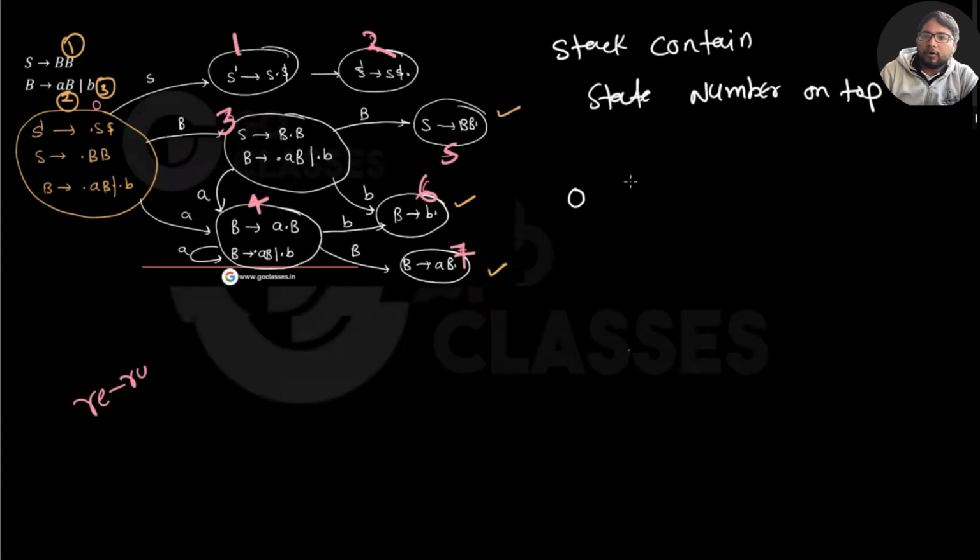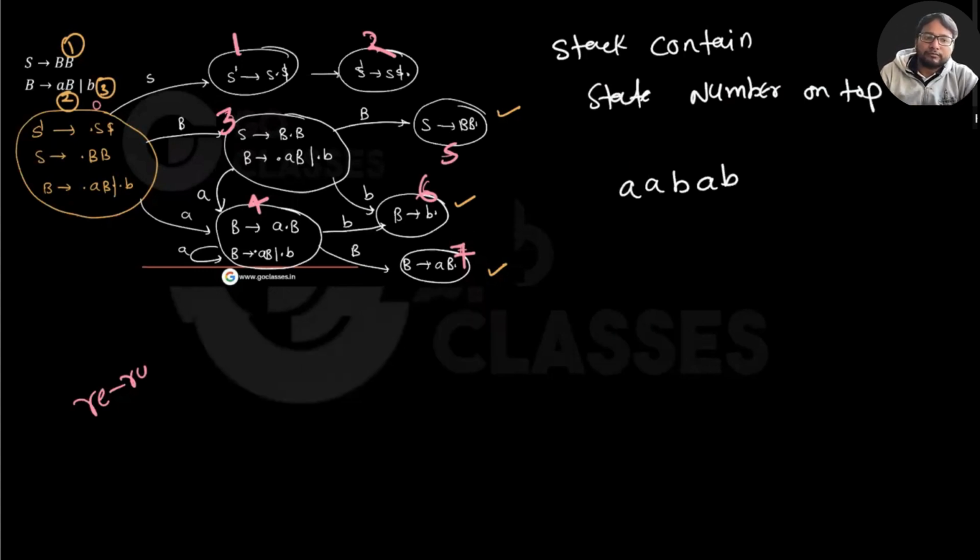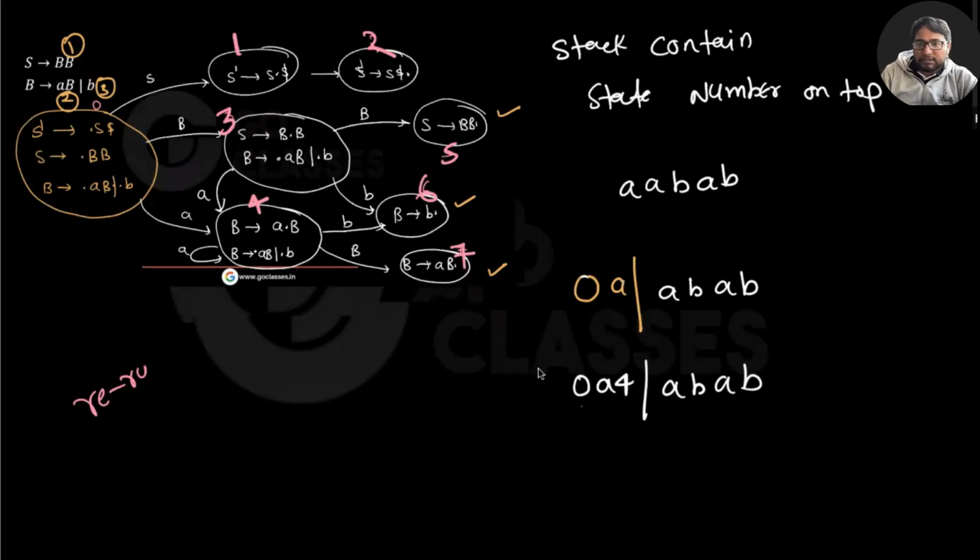Now suppose I want to parse the string aab. Initially the stack contains 0. Now a I will push, and the remaining input is ab. You tell me, on 0, where does this a go? After this a, I will go to 4. So I will write 0a4, and the input is ab. Earlier I was not writing the state number. That is the only difference. So how is it optimizing? Let me tell you.